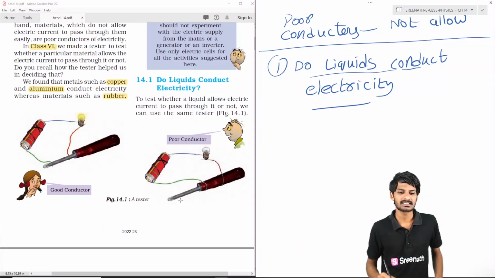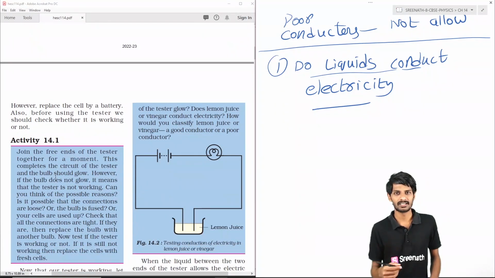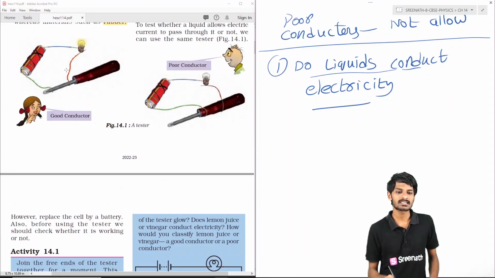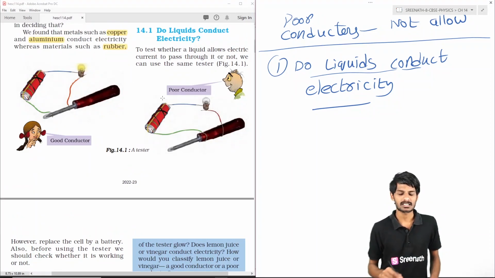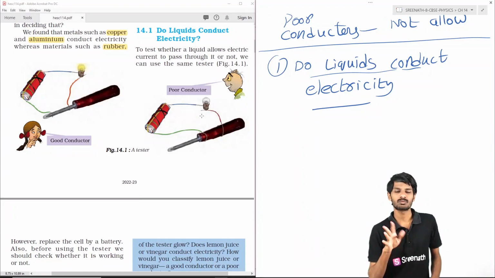Here there is another tester, students. This tester is wrapped in plastic, so the bulb does not glow, because plastic is not a good conductor. The same kit is placed in a liquid. If the bulb still glows when you place these wires in the liquid, then that liquid is conducting current. If the bulb does not glow, then we can say that the liquid is not a good conductor, it is a poor conductor.